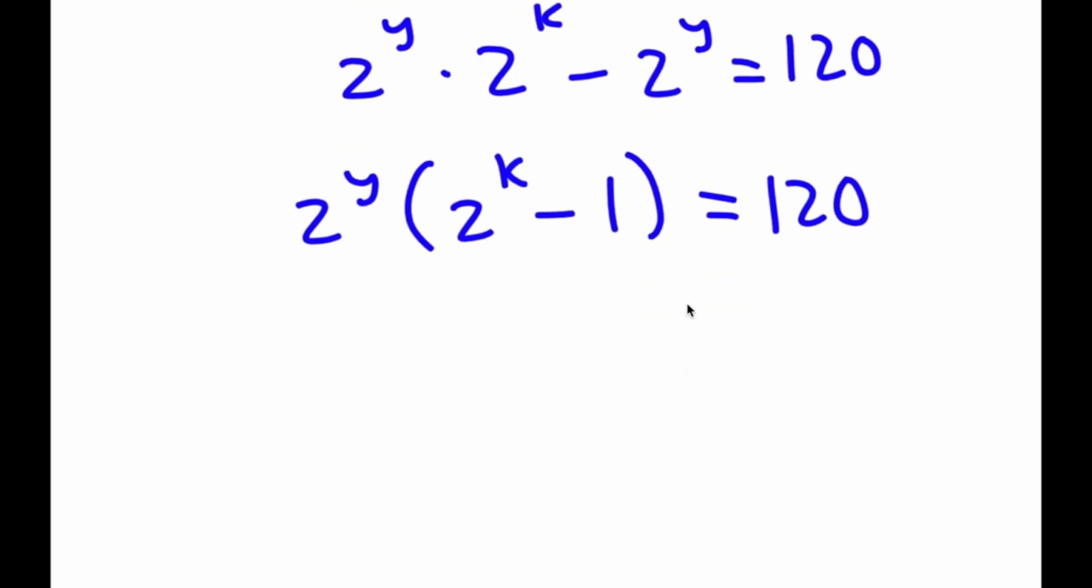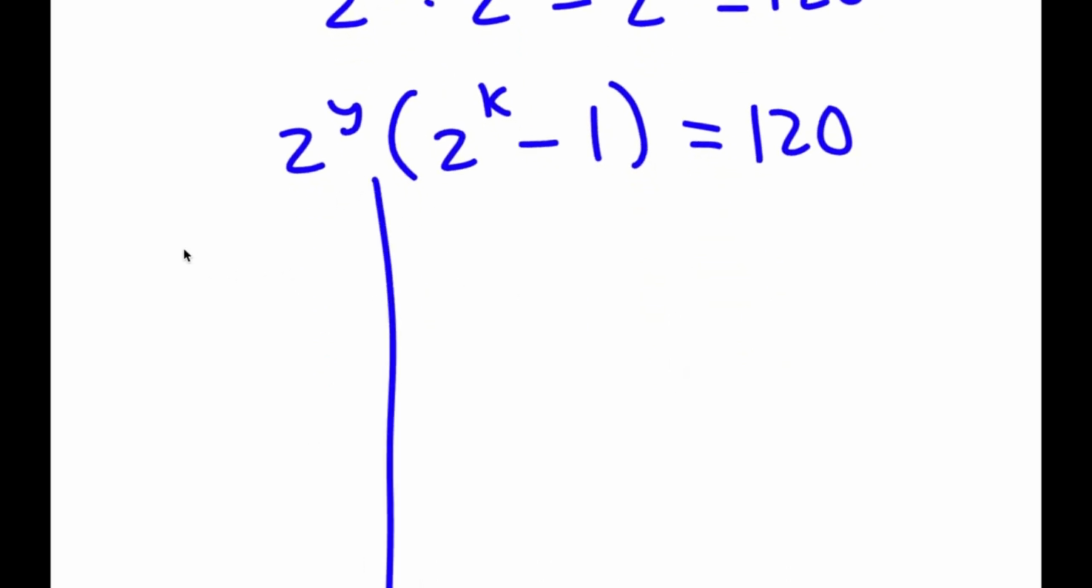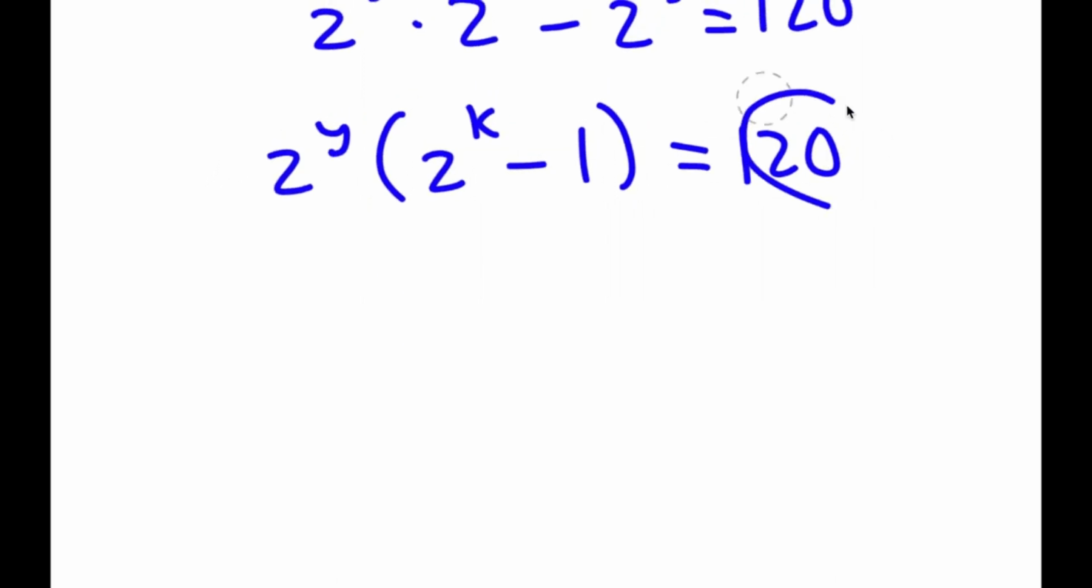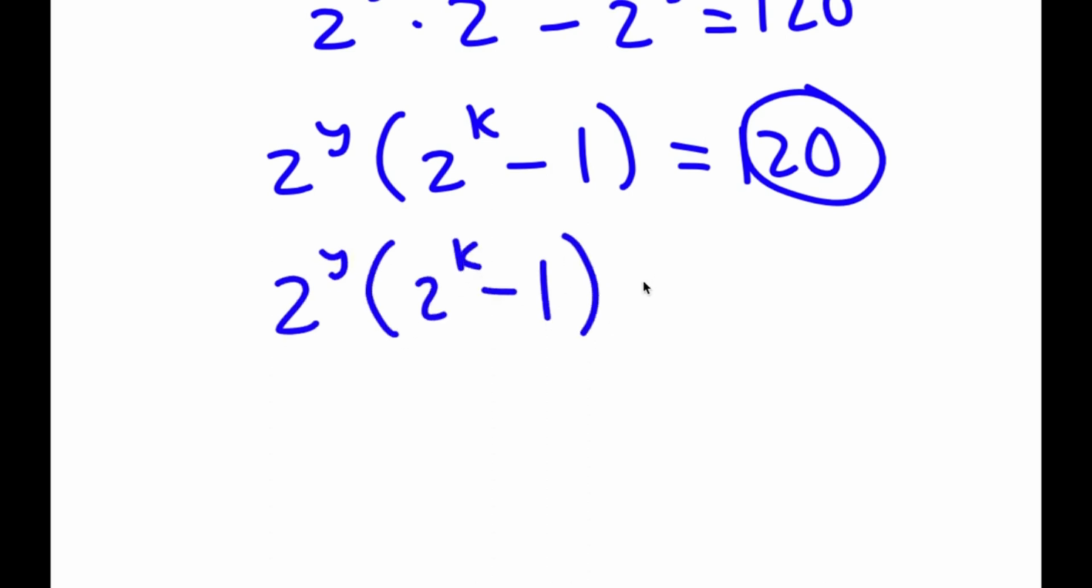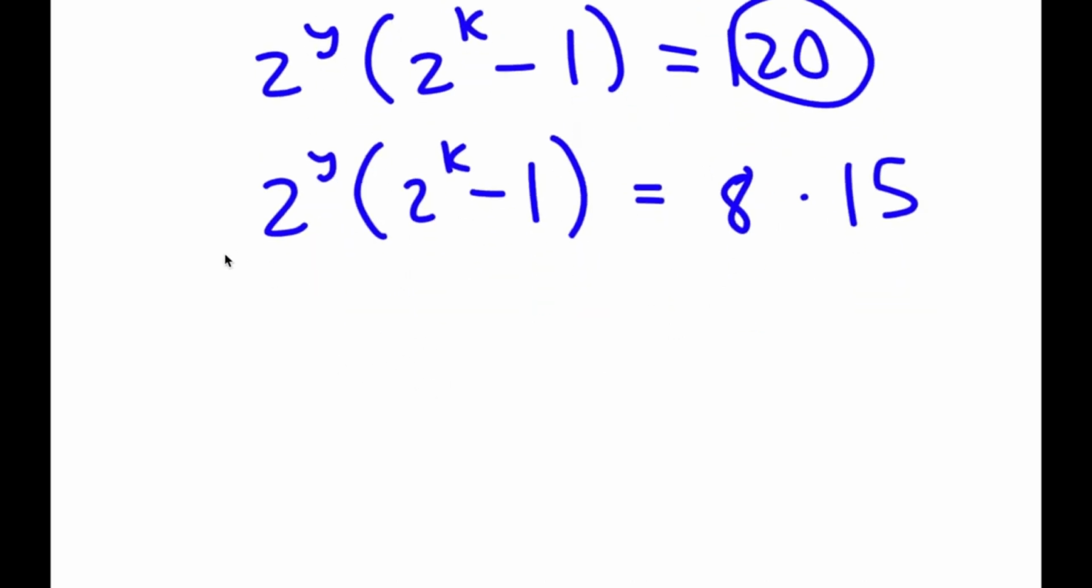So now this gives me two equations. Before that actually, 120, I can go ahead and rewrite as 8 times 15. So now, as you see, this is going to give me two equations. We can think of 2 to the power of y as 8, and 2 to the power of k minus 1 as 15. Because 2 to the power of y, this is going to be an even number, right?